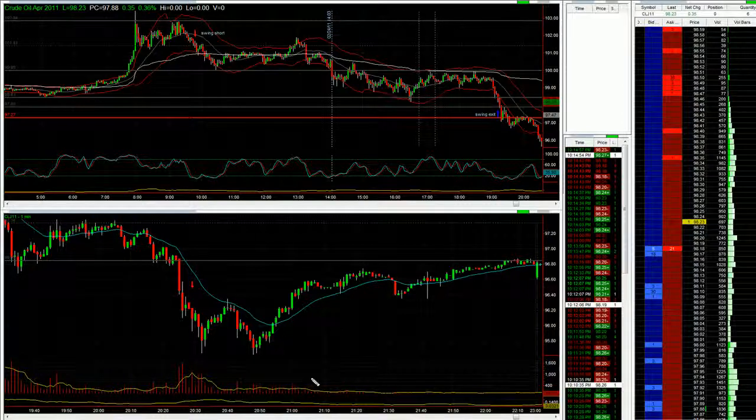And I just thought, what, 98.10 was, where was the high of the day? 103.50. We're down at 90, under 95. It's got to be worth a go. So I took a long. I had a stop under there. It was a double bottom as well.